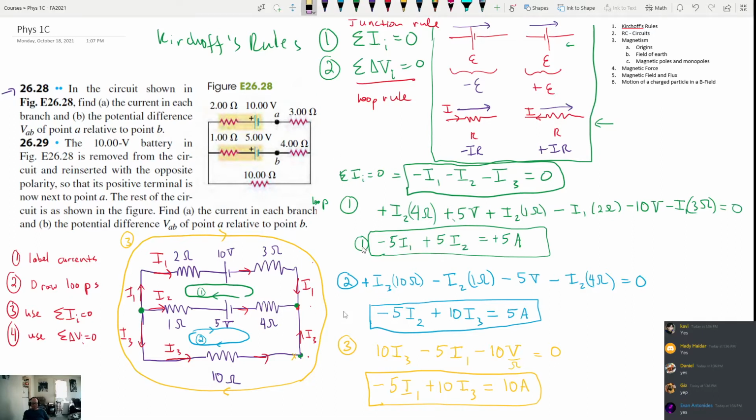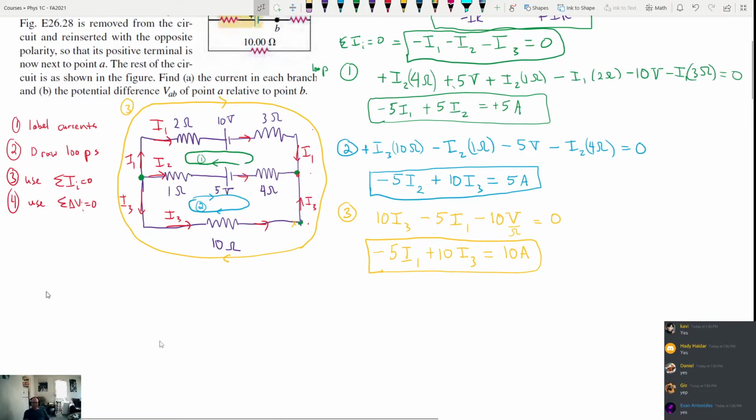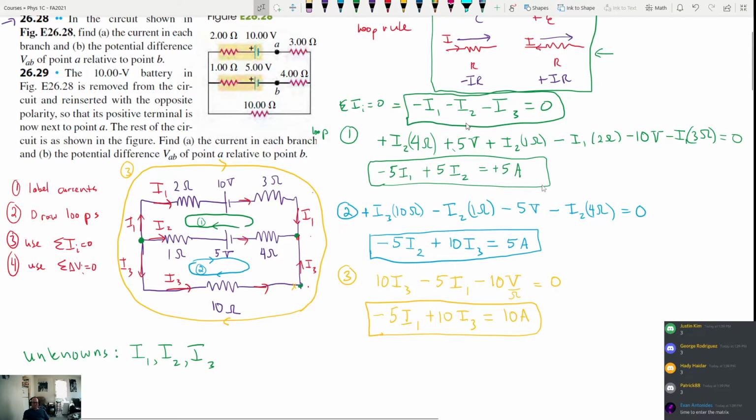All right. Now, how many unknowns do we have in this problem? How many unknowns do we have? Yeah, there's 3 unknowns, right? I1, I2, I3. So, yeah, we're going to use a matrix to solve it, but actually, this one we don't really have to because the coefficients are really nice. But anyway, it doesn't really matter. Those are our 3 unknowns. How many equations do we have? We have 4, right? Junction rule and 3 loop rules.